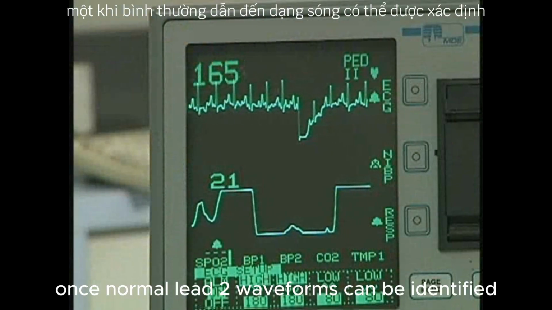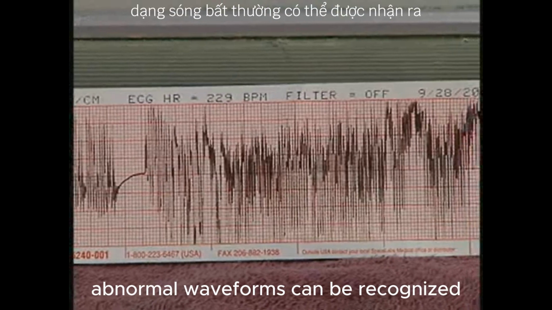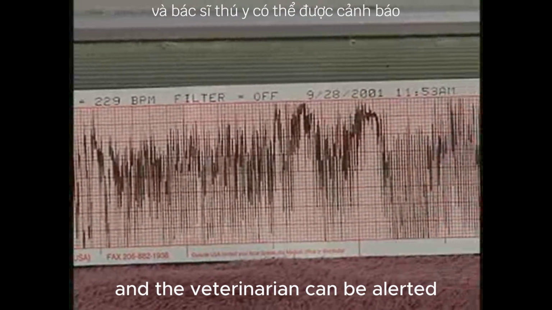Once normal lead 2 waveforms can be identified on the lead 2 ECG recording, abnormal waveforms can be recognized and the veterinarian can be alerted.